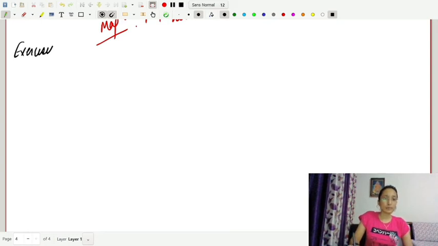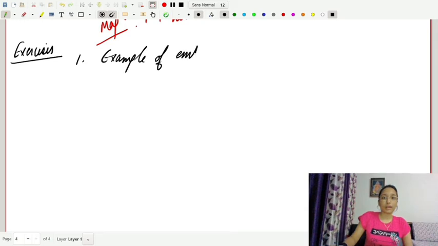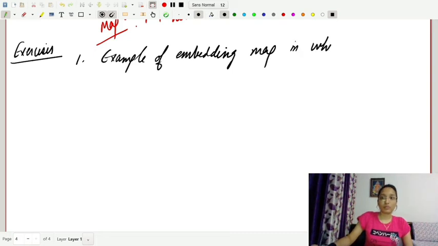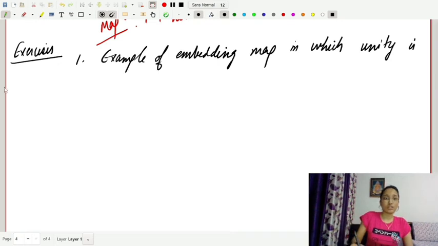Exercises. First, give an example of an embedding map in which unity is not mapped to unity.